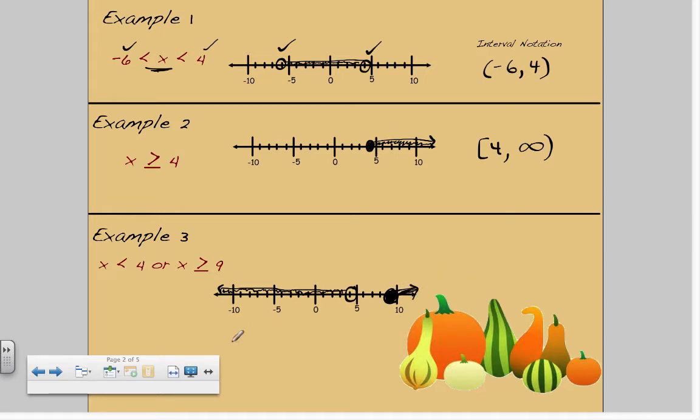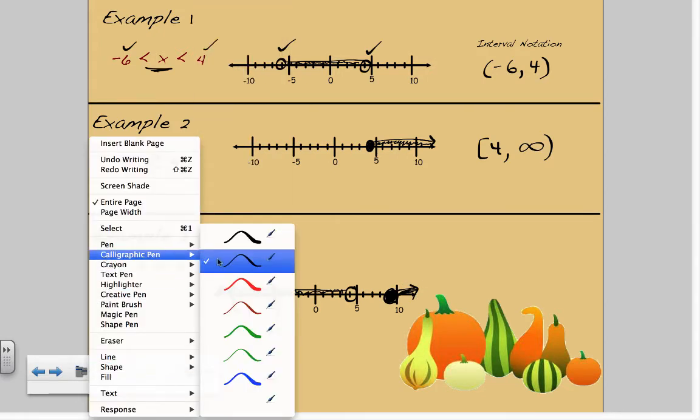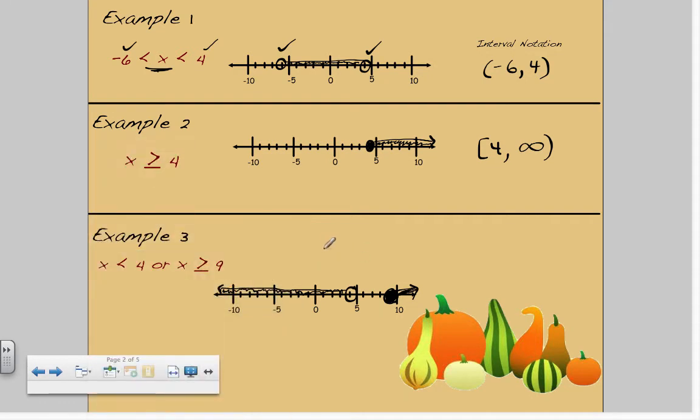All right, so for interval notation, I actually have 2 intervals that I have to graph. So I have to show them this way. This graph goes all the way down to negative infinity and up to, but not including 4.